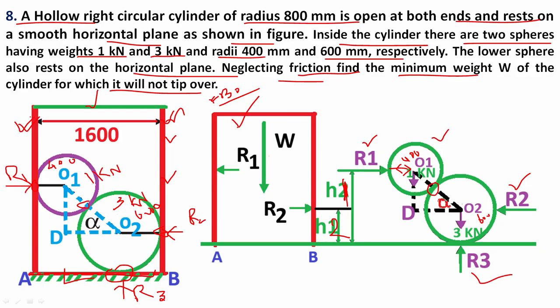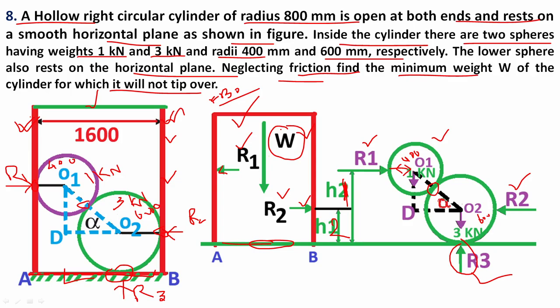Similarly, the reaction forces at the cylinder: this is the sphere and this is the cylinder. There are reaction forces at the same points, R1 and R2. Since this is a hollow, open cylinder, there is no reaction force for the cylinder itself, only reaction forces at the spheres, so only two reaction forces. Another force is W, the weight of the cylinder, acting at the center by gravity. We want to find the weight W of the cylinder.